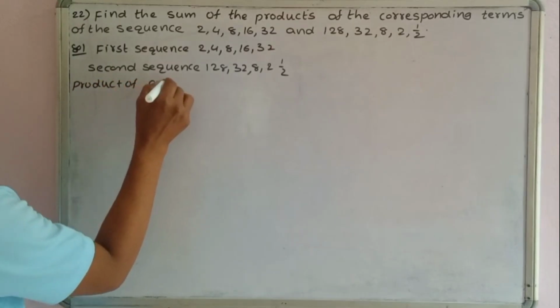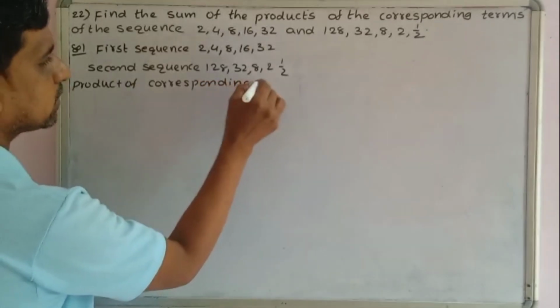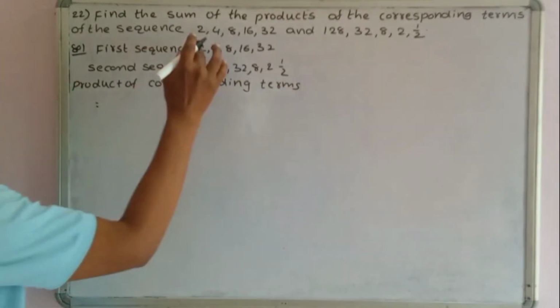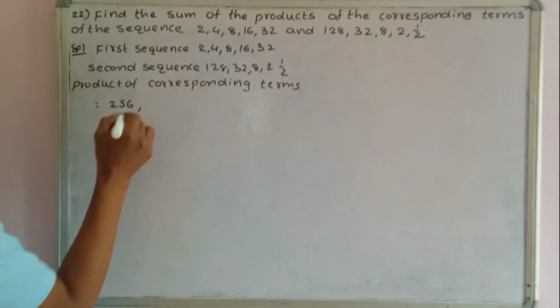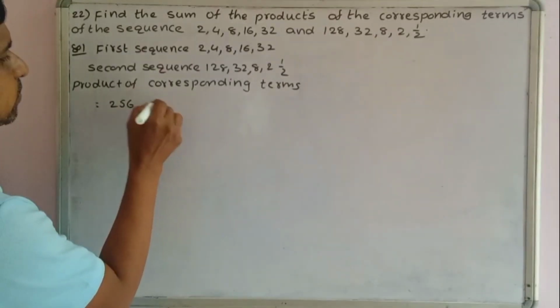Product of corresponding terms. That means equals 2 times 128. 2 8s are 16, 2 2s are 4, 5, 256. Next, 4 times 32. So 4 2s are 8, 128.